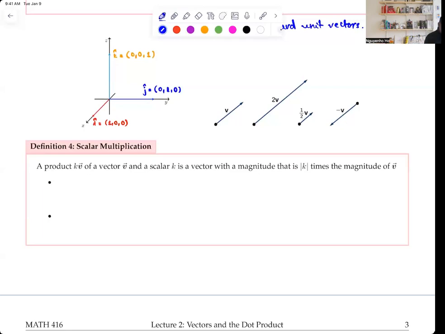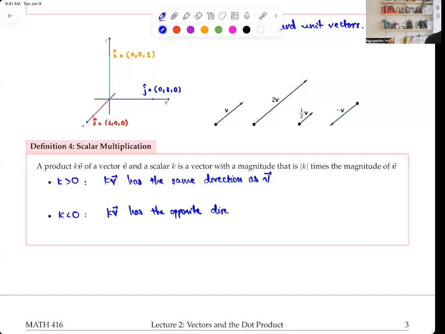Depending on the value of k, you can extend or compress the vector and also change the direction of the vector. If k is positive, k times v has the same direction as vector v. But if k is less than 0, then k times v has the opposite direction as v.